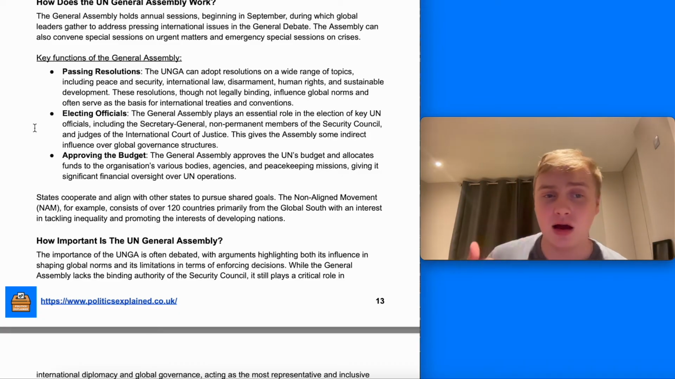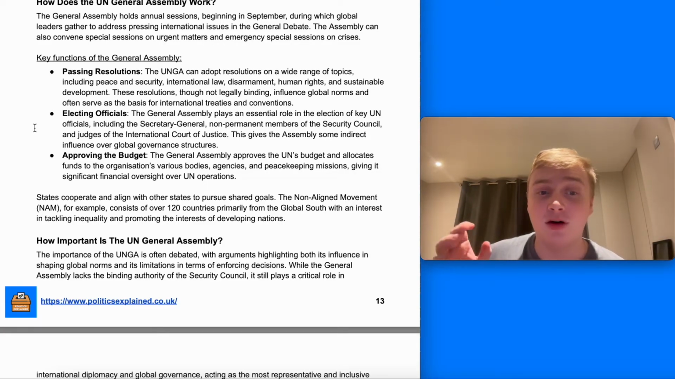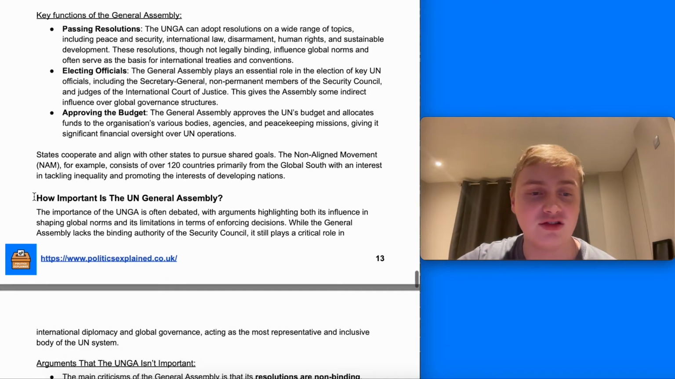States cooperate and align with other states to pursue shared goals. For example, there are different groupings. The non-aligned movement consists of 120 countries, primarily from the global south, with an interest in tackling inequality and promoting the interests of developing nations.